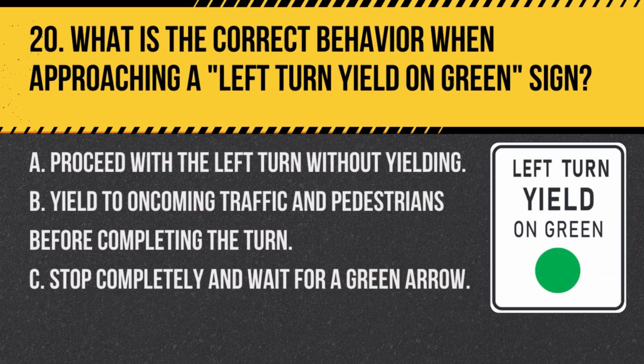Question 20. What is the correct behavior when approaching a left turn yield on green sign? A. Proceed with the left turn without yielding. B. Yield to oncoming traffic and pedestrians before completing the turn. C. Stop completely and wait for a green arrow. Answer B. Yield to oncoming traffic and pedestrians before completing the turn. The green light means proceed with caution, not an unconditional right to turn.